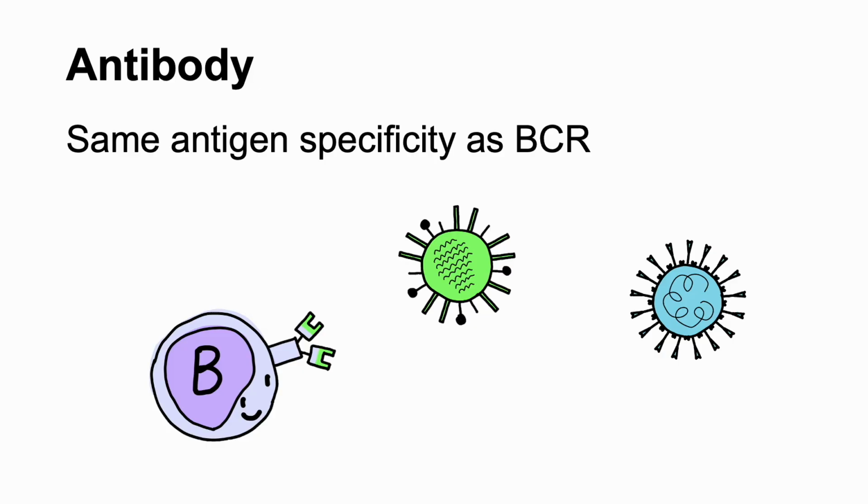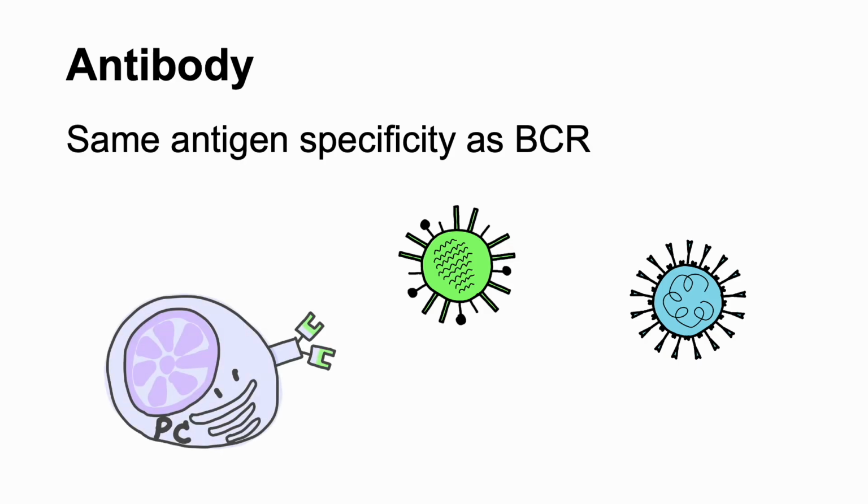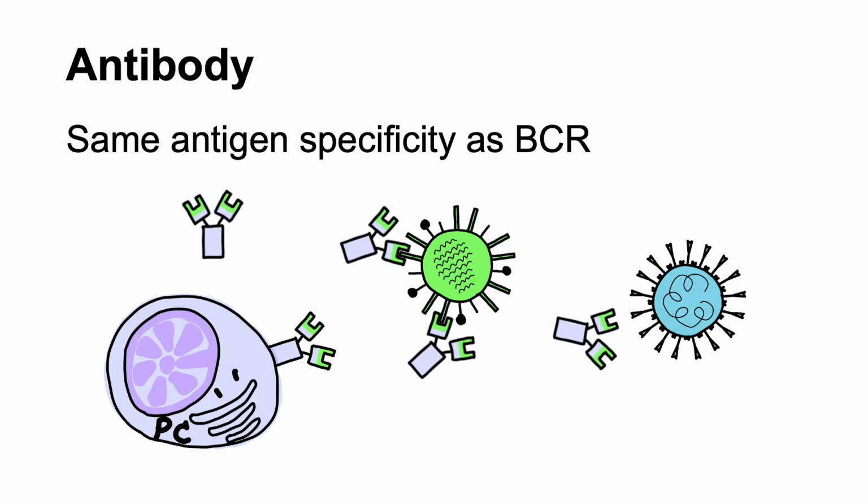When a BCR binds to its antigen, the B cell is activated. With help of T helper cells, it becomes a plasma cell. Plasma cells produce antibodies with the same antigen specificity.